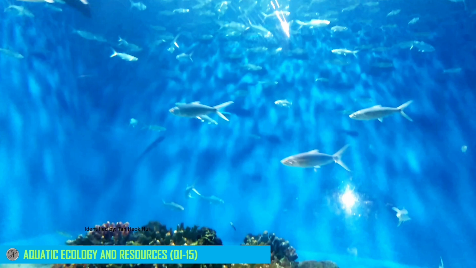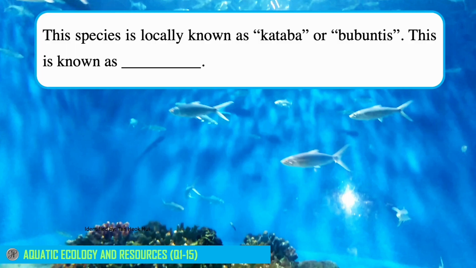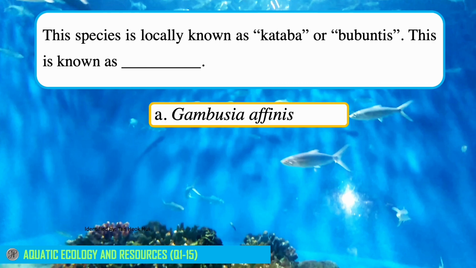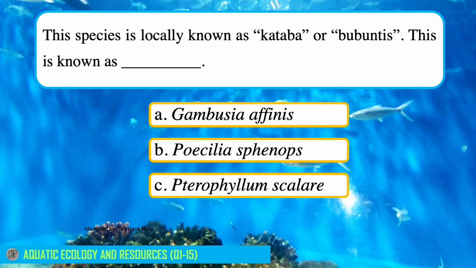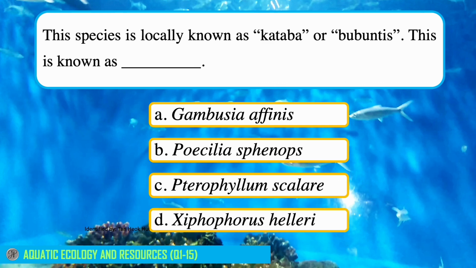And last, number 15. This species is locally known as cataba or bubuntis. This is known as blank. A. Gambusia affinis. B. Poecilia sphenops. C. Pterophyllum scalare. Or D. Xiphophorus hellerii.